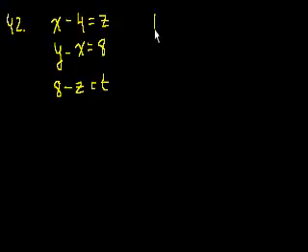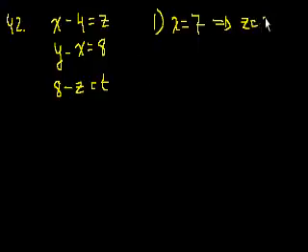In statement number 1, they tell us that x is equal to 7. Well, if we know x is equal to 7, we can solve for z right here. Because x is 7, then 7 minus 4 is z. So 7 minus 4 is 3, so z is equal to 3. That was pretty straightforward. So 1 alone is sufficient, just using this first equation in the system.